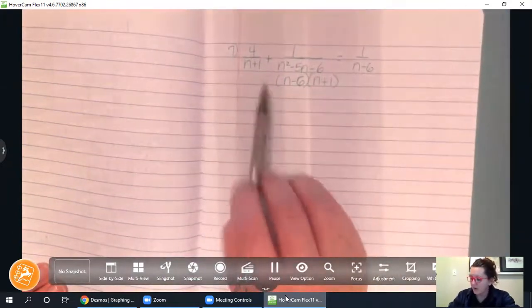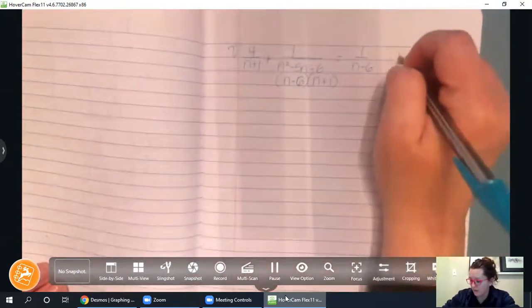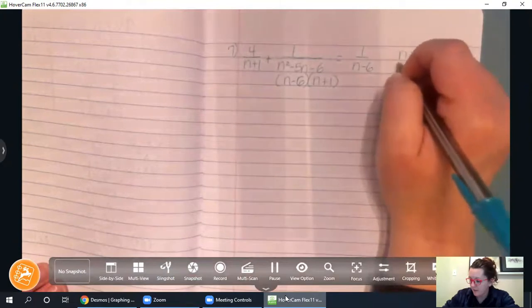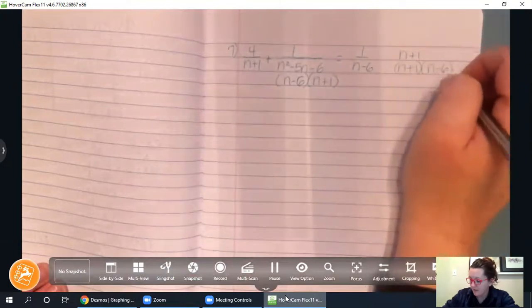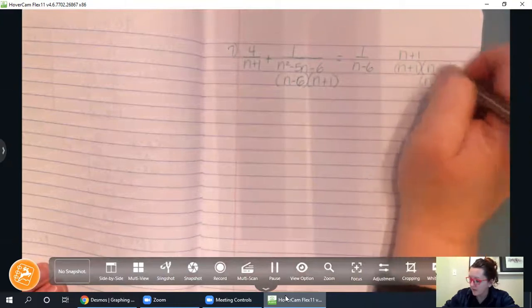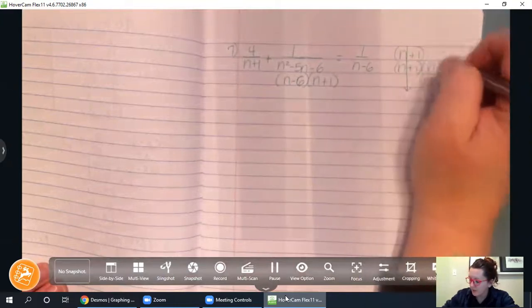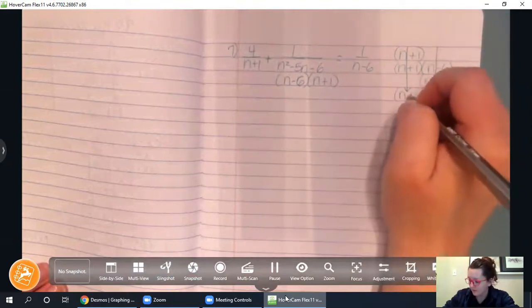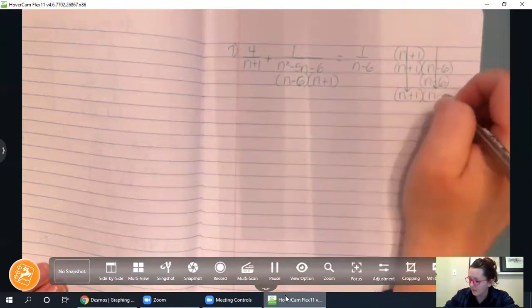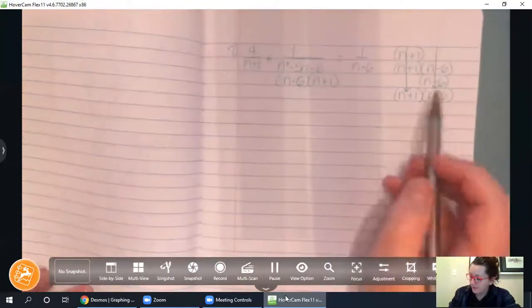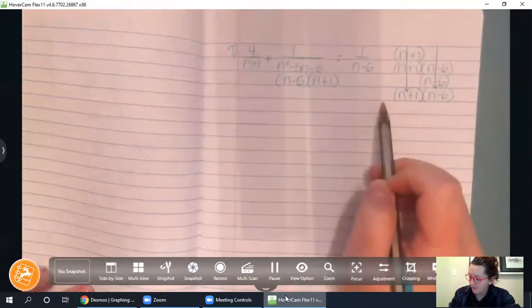So our common denominator, if we wanted to stack them like we did in the notes: n plus 1 is the first one, n plus 1 and n minus 6 is the second fraction, and the last one is n minus 6. So in order to find my common denominator, I'm going to pull those down. Whatever matches, you pull down. Even if it doesn't match, you pull it down, n minus 6, but we only pull one if they match. All right, so this is my common denominator here.